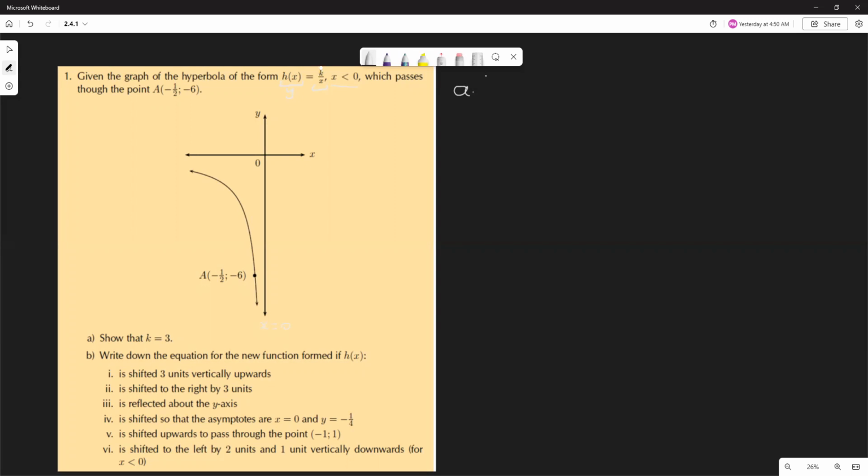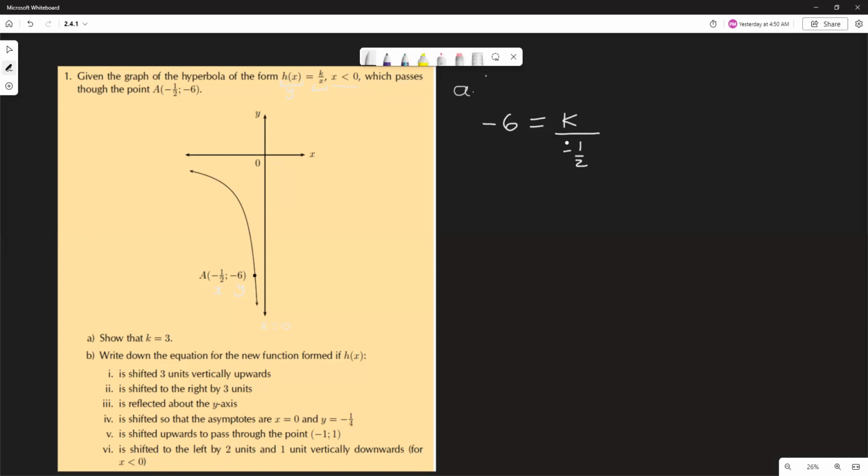Ladies and gents, when you have one unknown, the only way to get it is to substitute a point on the graph. Remember, a point is always (x, y). So -1/2 is our x, and -6 is our y. Now let's substitute. Where I see y, I'm going to put -6 equals k over, and where I see x, I'm going to put -1/2.